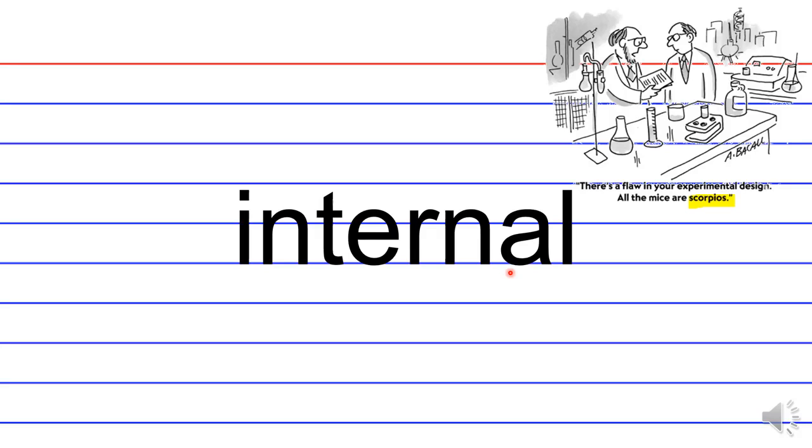And internal validity is really asking the question, how much of a change in the dependent variable, let's call that y, is attributed to manipulation of x, where x is the independent variable. So here we see these two PhDs in their lab, and one is saying to the other, there's a flaw in your experimental design because all the mice are Scorpios. And the fact that they're all Scorpios, shout out to all my Scorpios, by the way, it's now December 1st, means that this is like a confounding variable that could affect the outcome.